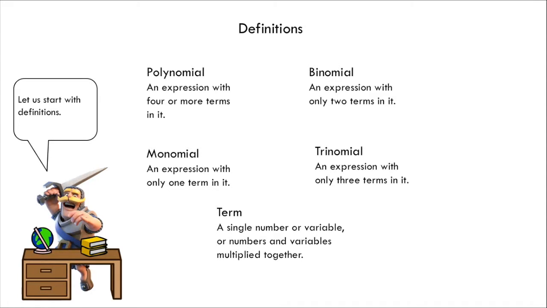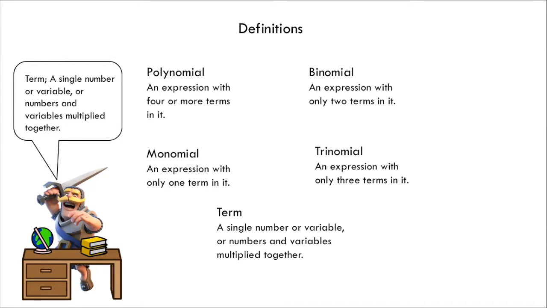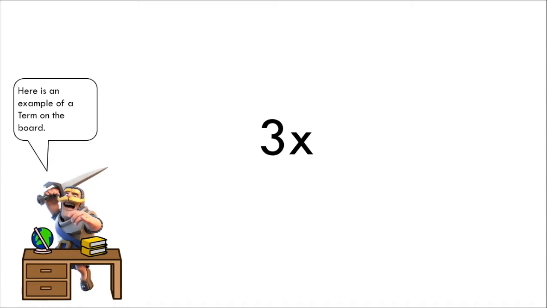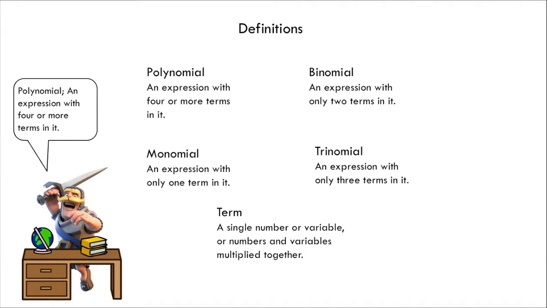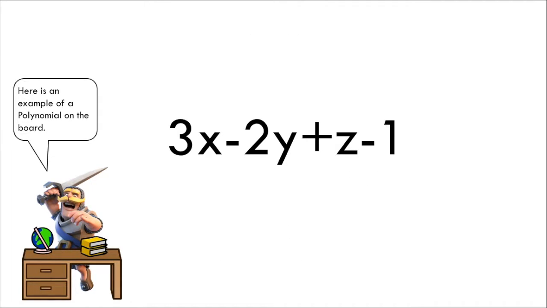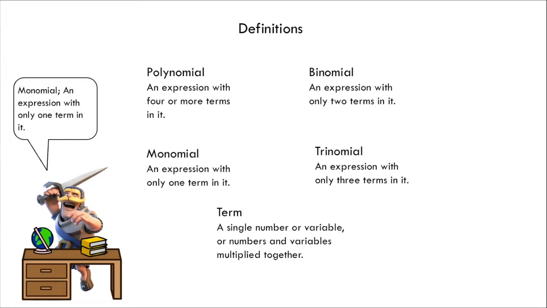Let us start with definitions. Term, a single number or variable, or numbers and variables multiplied together. Here is an example of a term on the board. Polynomial, expression with 4 or more terms in it. Here's an example of a polynomial on the board.